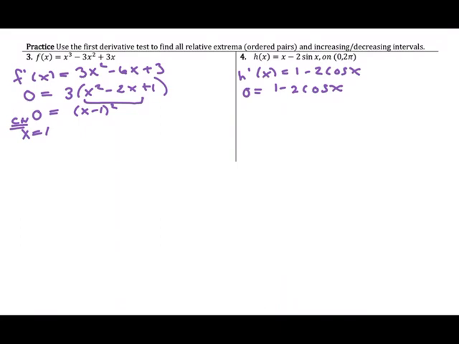So if I set this equal to 0 and I subtract 1, and divide by negative 2 on both sides, I'm really trying to figure out when cosine of x is equal to 1/2. If I'm thinking about that in terms of my unit circle, cosine is the x value. That's equal to positive 1/2 here and here. So that means x is pi over 3 or 5 pi over 3.